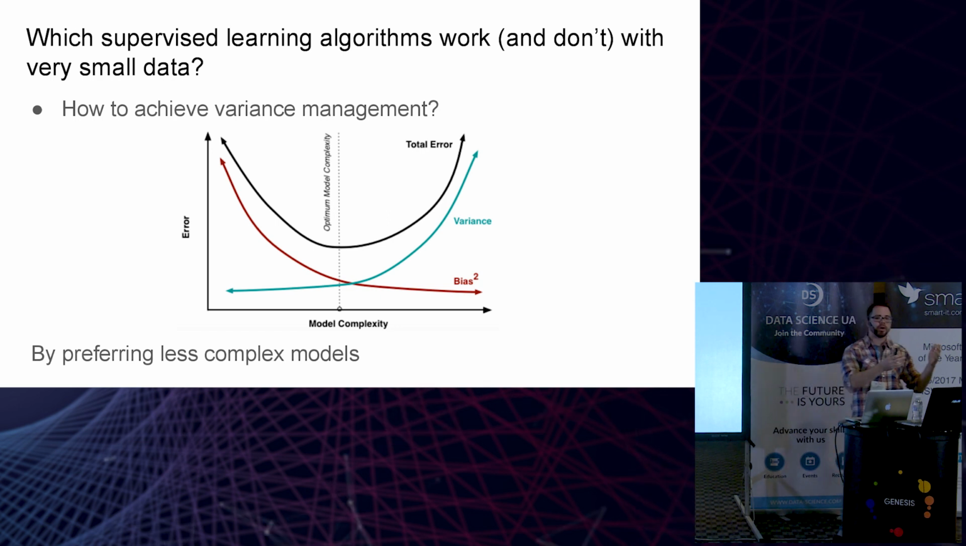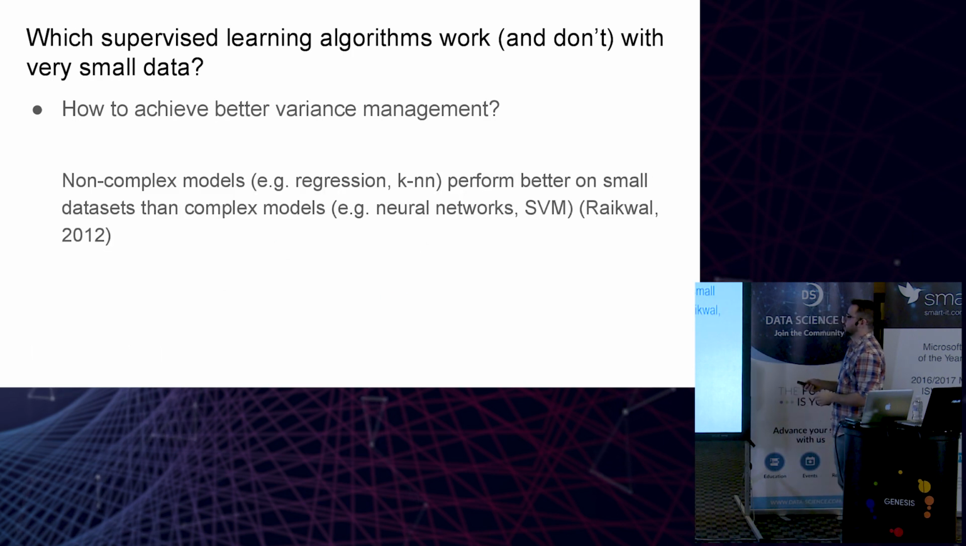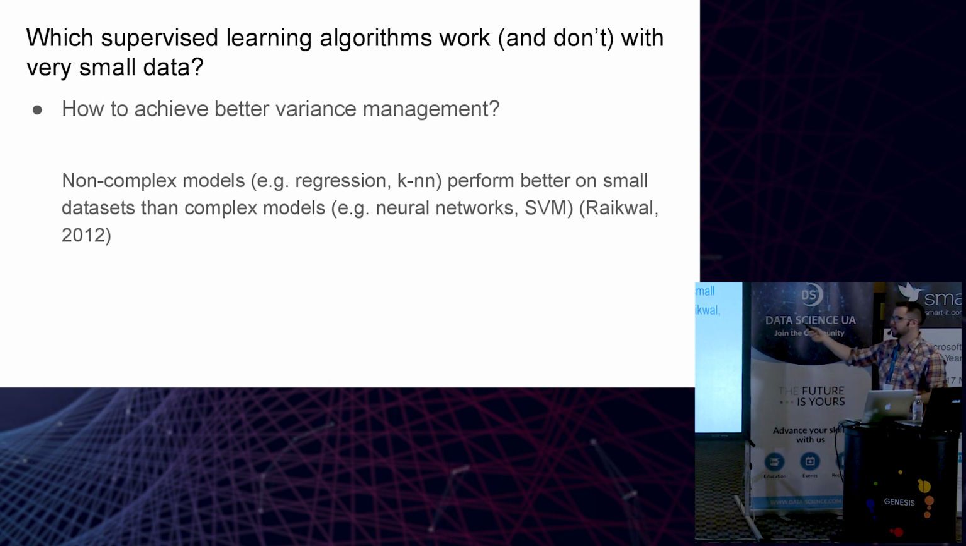Which are the non-complex, simpler models? You have naive Bayes, you have nearest neighbors. These are very non-complex models. Actually, this is another result also. This is just one paper, but a lot of papers document the same: that non-complex models perform better on small data sets. Okay?